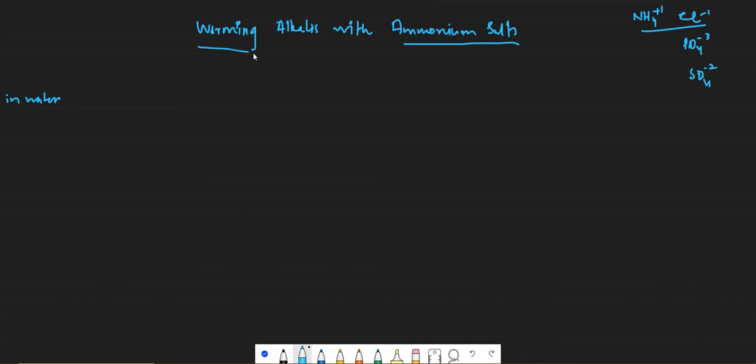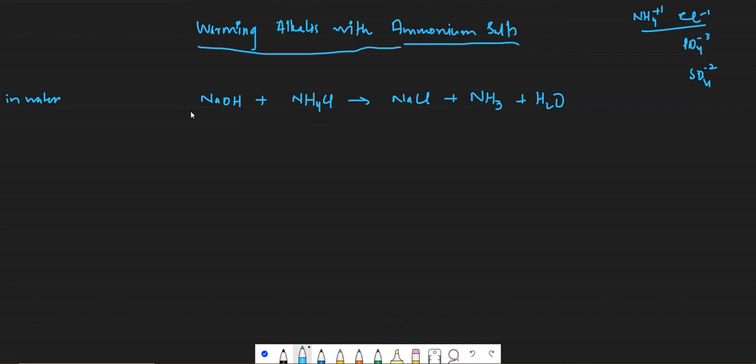Now what happens when alkalis are warmed with ammonium salts? Ammonia is released. So let's react sodium hydroxide with an ammonium salt, say ammonium chloride. You will form a salt, ammonia is released, and you also have water. It's often asked which gas is released when a particular alkali reacts with an ammonium salt, so we always say ammonia. The test for ammonia: since ammonia is alkaline, you can use red litmus paper, which it turns blue.